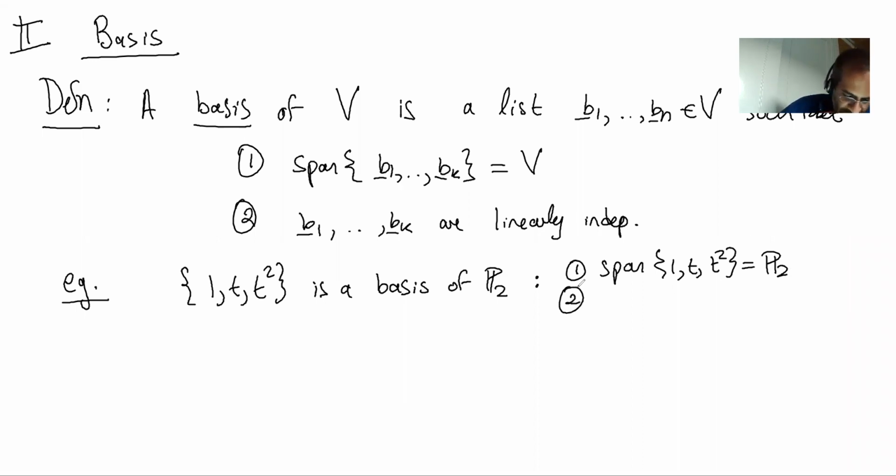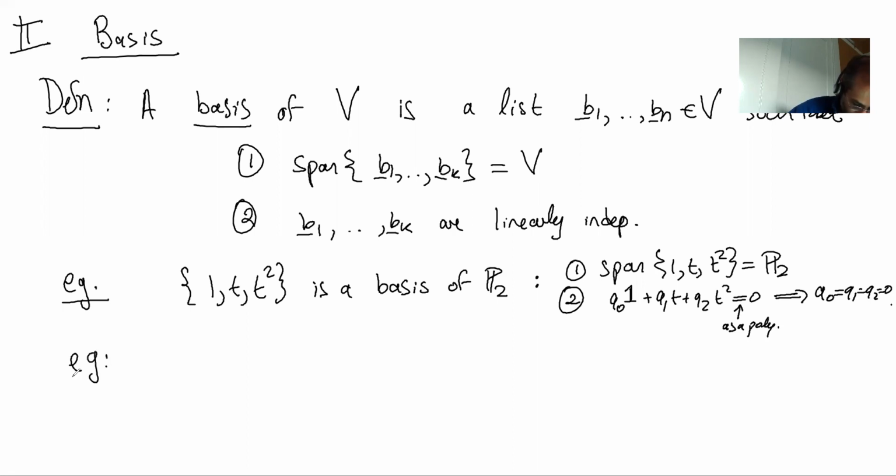And why are these linearly independent? Well, if you have some linear combination of these things, it looks like this, right? I'm using A's here, so A0 times 1 plus A1 times T plus A2 times T squared equals 0 as a polynomial. Well, that means all the coefficients are 0, right? So indeed, they're linearly independent. So if two polynomials are equal, their coefficients have to be equal. So indeed, it's a basis.